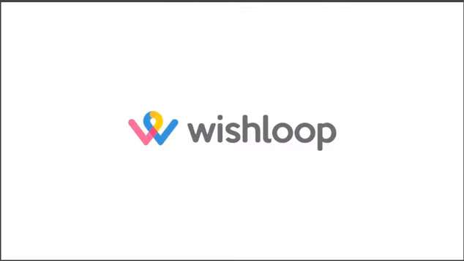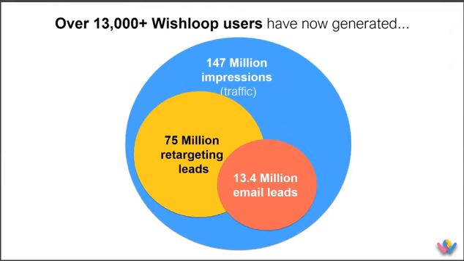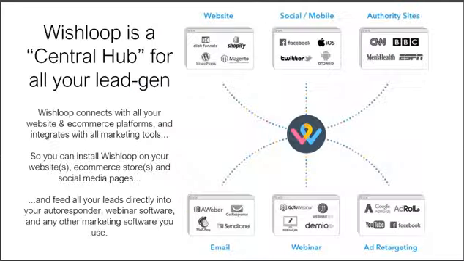I don't know if you guys have ever heard of a company called Wishloop, but that is my company. And so that's what we're going to be talking over today. We have over 13,000 Wishloop users, and we've generated 147 million impressions, 75 million retargeting leads, so remember those retargeting pixels we were talking about, and 13.4 million email leads. So very, very solid. Think about Wishloop as your central hub for all of your lead gen.